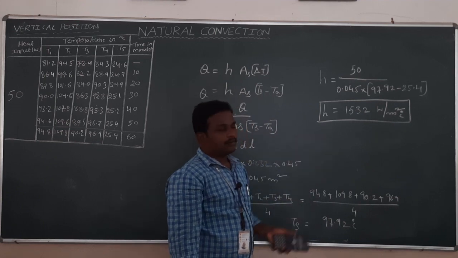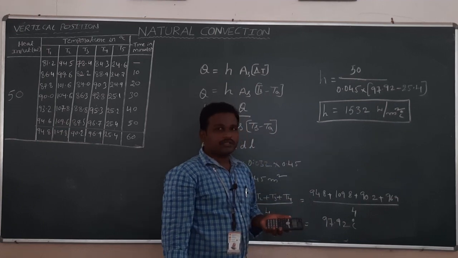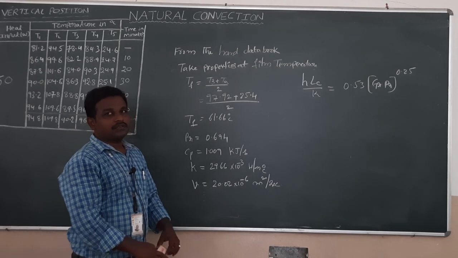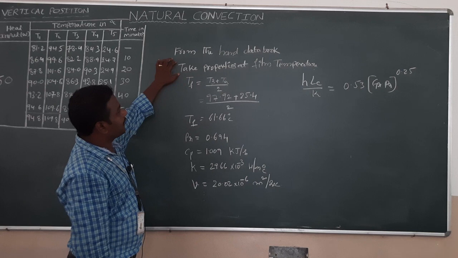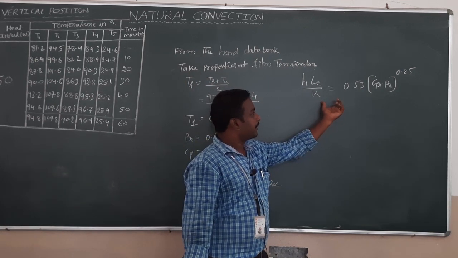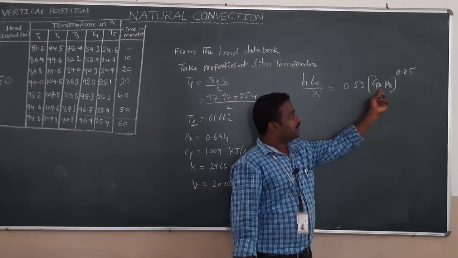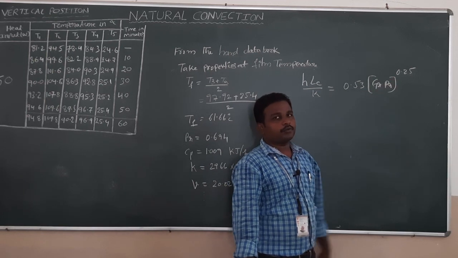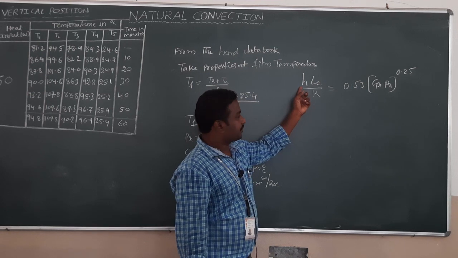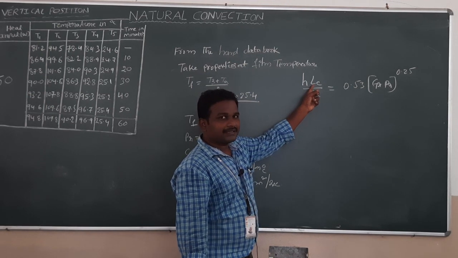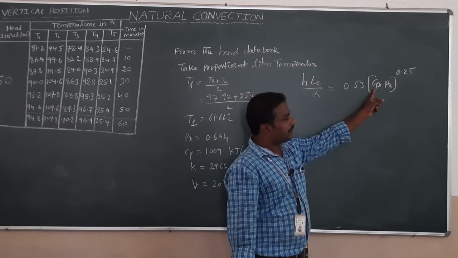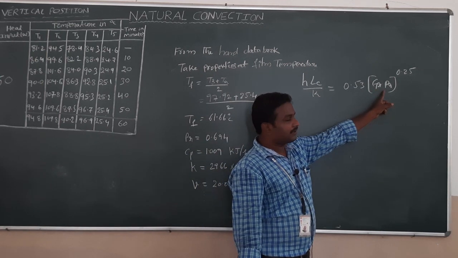Calculate the theoretical heat transfer coefficient also by using the data book. Let us go for the theoretical calculation. According to our heat transfer data book, the formula is like this: h L_c by k equals 0.53 into (Gr dot Pr) power 0.25. Here h is the heat transfer coefficient we need to calculate, L_c is the characteristic length, k is the thermal conductivity of the rod, Gr is the Grashof number, and Pr is the Prandtl number.